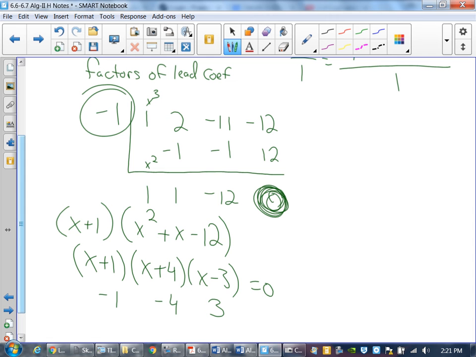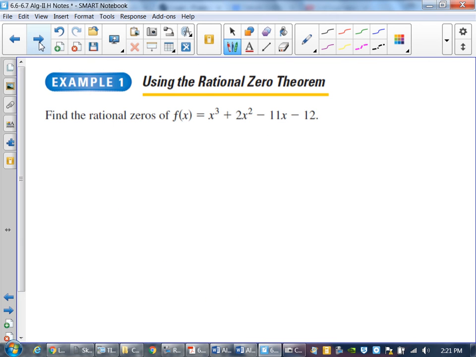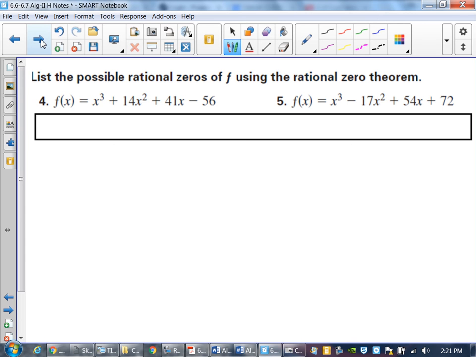Let me do another one. You'll catch it. Trust me. We just did this one. Let's look at this. I have a cubic function, third degree polynomial, x cubed plus 14x squared plus 41x minus 56. Which means, again, I have to worry about my factors of the constant divided by the factors of the leading term coefficient. And then it's just a matter of fishing for zeros. You're trying to find which one of them is going to give you a zero to help factor it out.